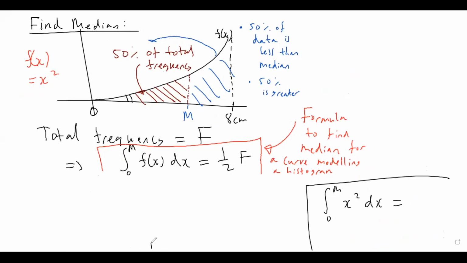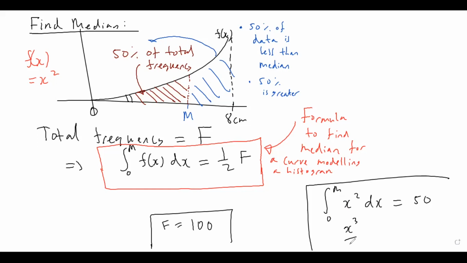Actually, I'm going to change this to a different number. Let's say you've got 100 seedlings instead. Your formula, remember, is half of your frequency, because the median is in the middle, so half of your frequency needs to be to the left of your median. Half of 100 is 50. So you're going to do your integration. Integrating x squared gives you x cubed over 3, between 0 and m, and that's equal to 50.